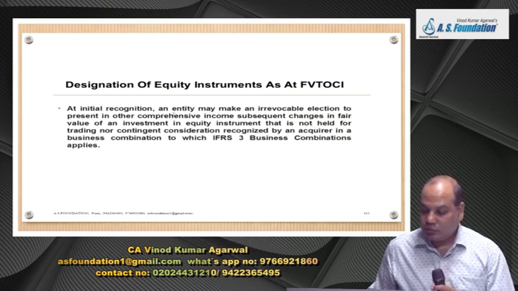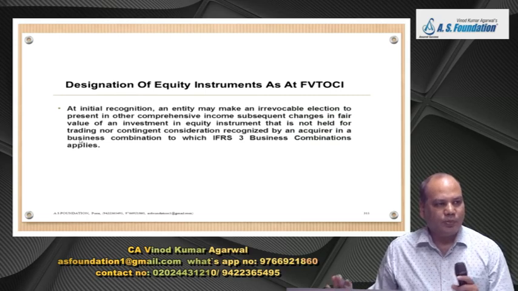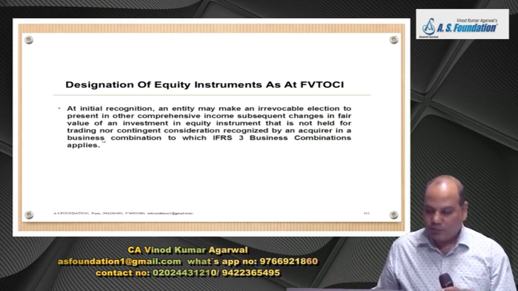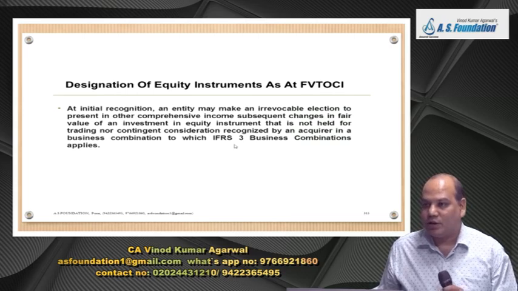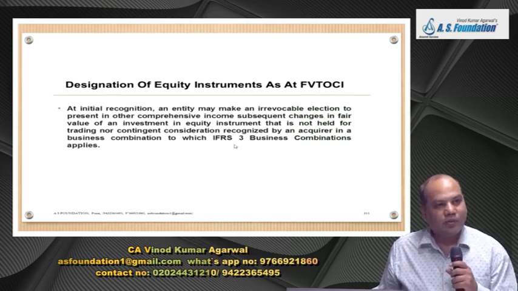An entity may make an irrevocable election to present in OCI income subsequent changes in value of an investment in an equity instrument that is not held for trading. Up to this, if you understand, it is good enough, but there is some more complication which right now is not important, nor contingent consideration recognized by an acquirer in a business combination to which IFRS 3 applies. So this you will learn in business combination.